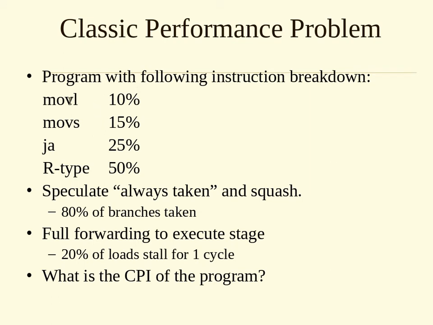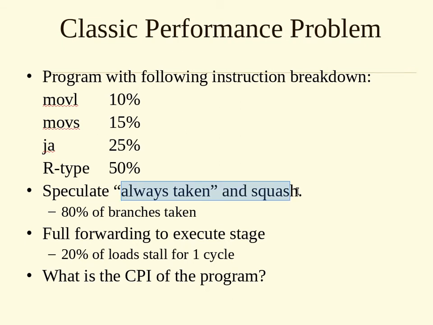Classic performance problems, so you have move load 10%, move store word 15%, jump is 25, R-type is 50, speculate always taken, and squash. 50% of branches taken, so that means 80% of these branches, so 80% of 25% do not cause any problems, but that last 20% does cause an increase of 3 cycles. Full forwarding, execute state, 20% of loads stall for 1 cycle. What's the CPI of this program? Classic performance problem. I wish we had a board.